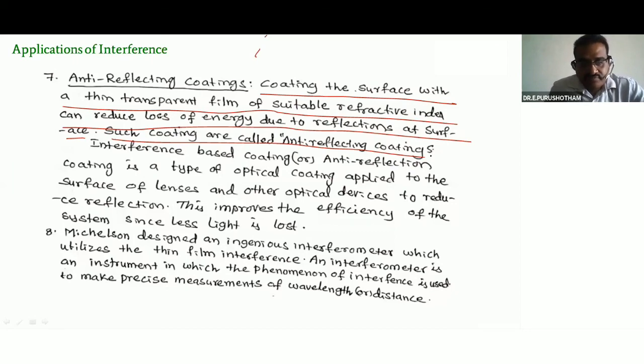Eighth point: the Michelson-Morley experiment. The working principle of the Michelson-Morley experiment is interference. In this experiment, there is an interferometer. Using this interferometer, we can measure wavelength and displacement.